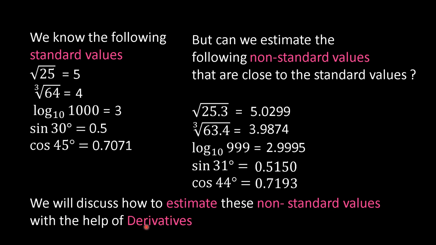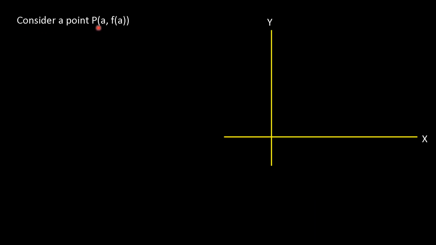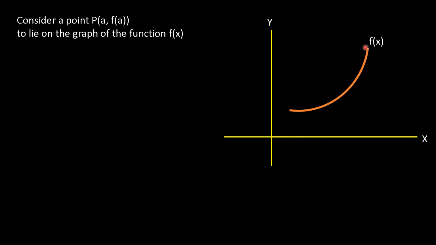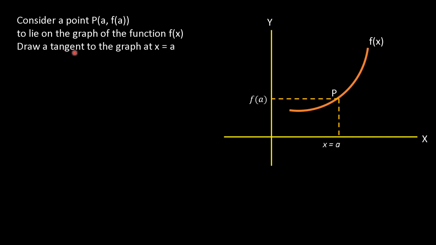We will discuss how to estimate these non-standard values with the help of derivatives. Consider a point P (a, f(a)) to lie on the graph of the function f(x). So this is the graph of the function, and point P lies on the graph. Draw a tangent to the graph at x equals a. So this is the tangent to the graph at x equals a.